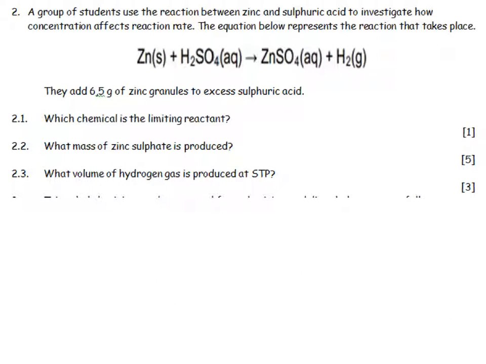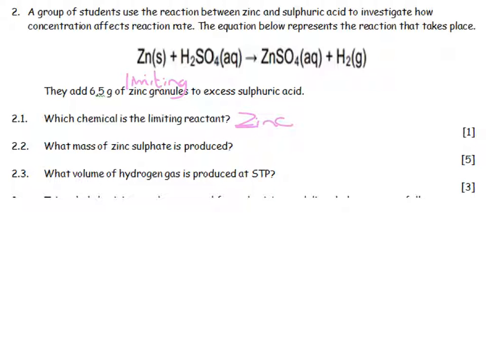A group of students used the reaction between zinc and sulfuric acid to investigate how concentration affects reaction rate. The equation below represents the reaction that takes place, and they've given it to me. It is already balanced as it stands, and it's a 1:1 ratio, which makes my life very easy. They add 6,5 grams of zinc granules into excess sulfuric acid. Excess sulfuric acid means that zinc is going to be limiting, because there's plenty of sulfuric acid. So what is the limiting reagent? It is going to be the zinc.